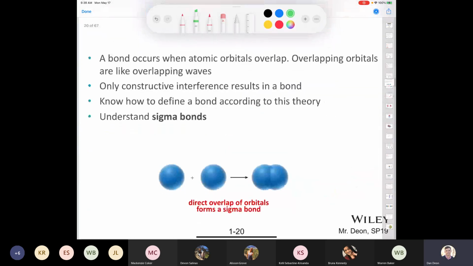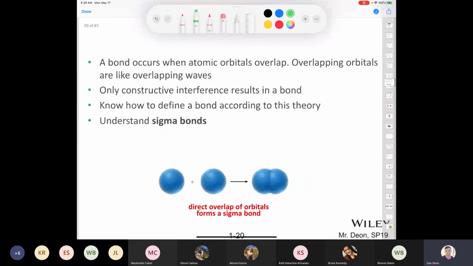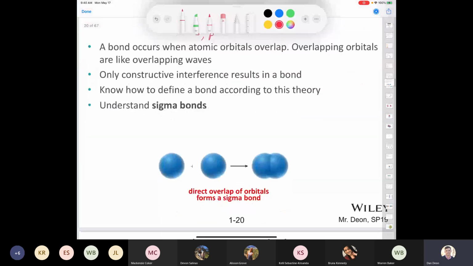So valence bond theory states that a bond occurs when atomic orbitals overlap. Like, let's say we have s orbitals and p orbitals, they overlap together to form new bonds. And overlapping orbitals are just like overlapping waves. If we have constructive interference, it's going to result in a bond, whereas if we have destructive interference, it will not result in a bond, it results in a node. You've got to know how to define a bond according to valence bond theory.